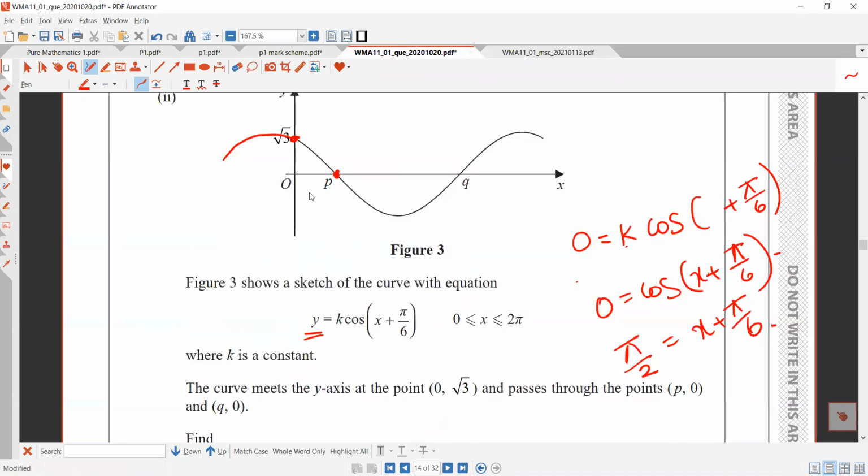So if we got our pi by 3, we know the difference between P and Q is how much? Pi, right? So this is going to be pi by 3 plus pi. That is going to be, I think, 4 pi by 3. Understood, everyone? Since I got one, the other one is going to be 180 degrees, that means another one is pi plus, because there is a half cycle difference between them. Everyone got it? Yes. Cool.